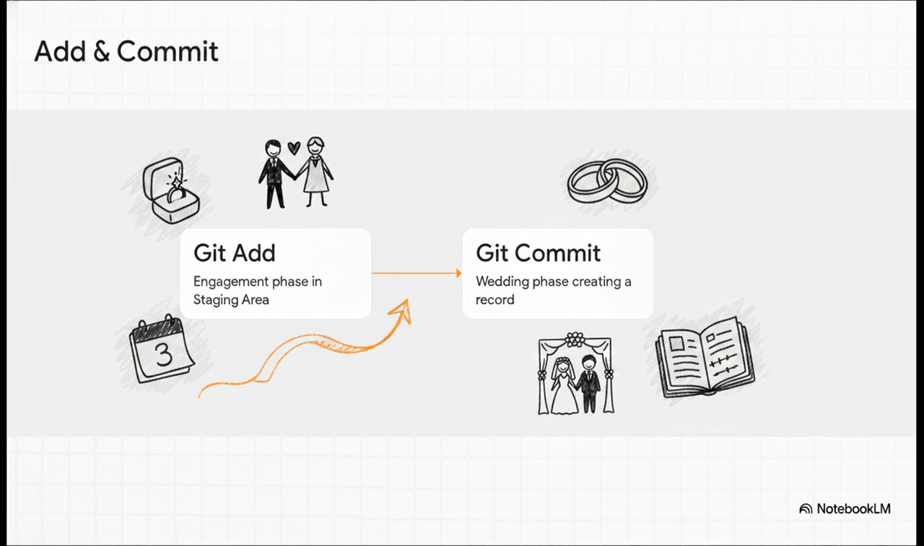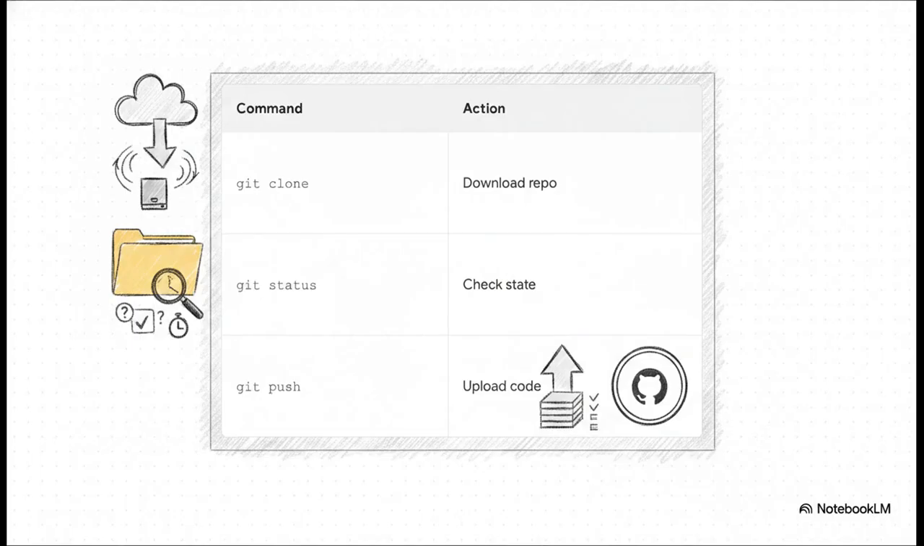Step 2 is Git commit. This is the actual wedding. It creates a permanent final record, a historical snapshot in your project's timeline that safely locks in those staged changes for good. And to make that happen, you've got an essential cheat sheet of daily commands.